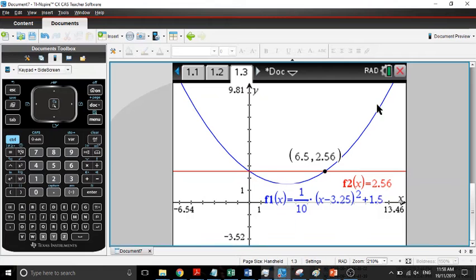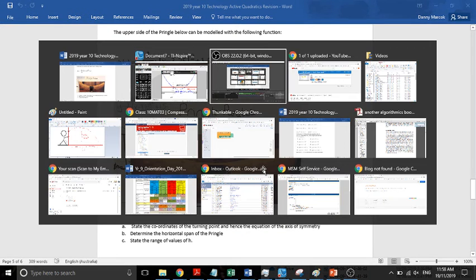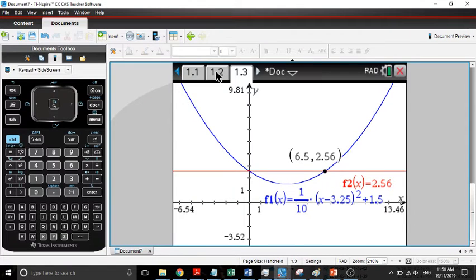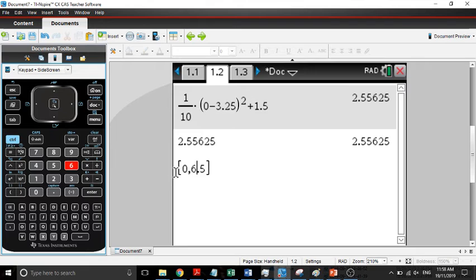Okay, so we've answered the question. The horizontal span goes from 0 to 6.5. So that's why we'd show 0 to 6.5, and it includes both of those values.